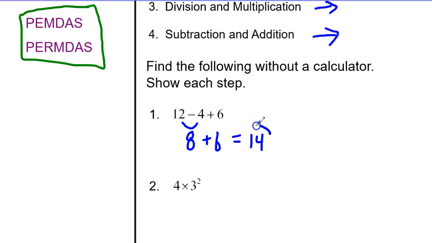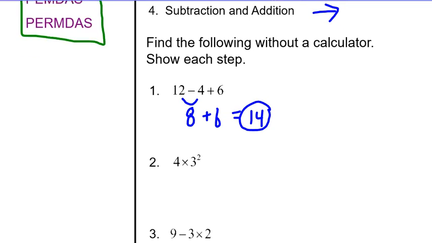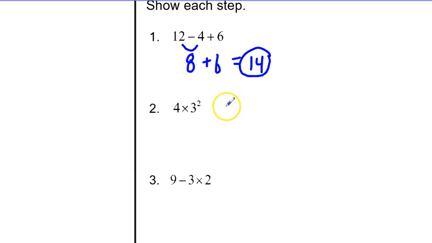On all of these problems, I want you to show your work. You will have to show your work on your test, and you'll have to show your work in the practice problems. So make sure you're showing your work that you're doing this without a calculator.